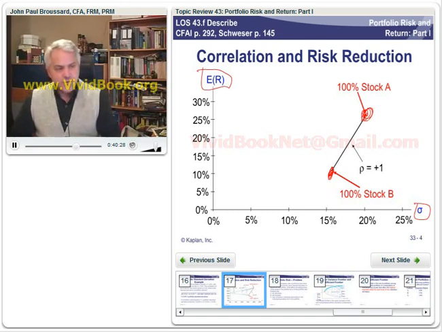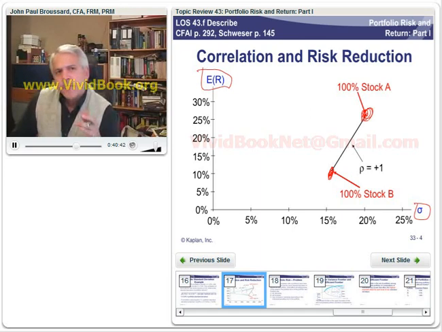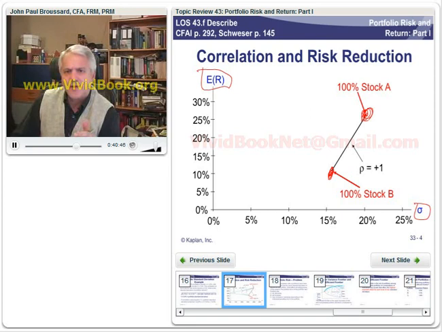If those two assets are perfectly positively correlated, what we see is that the expected return and standard deviation of that portfolio is linear, a straight line between the two points. So technically, there is no benefit of diversification when you have perfectly positively correlated assets. Why? Because at this level of return, the standard deviation is nothing other than a weighted average of the standard deviations of stock A and stock B.